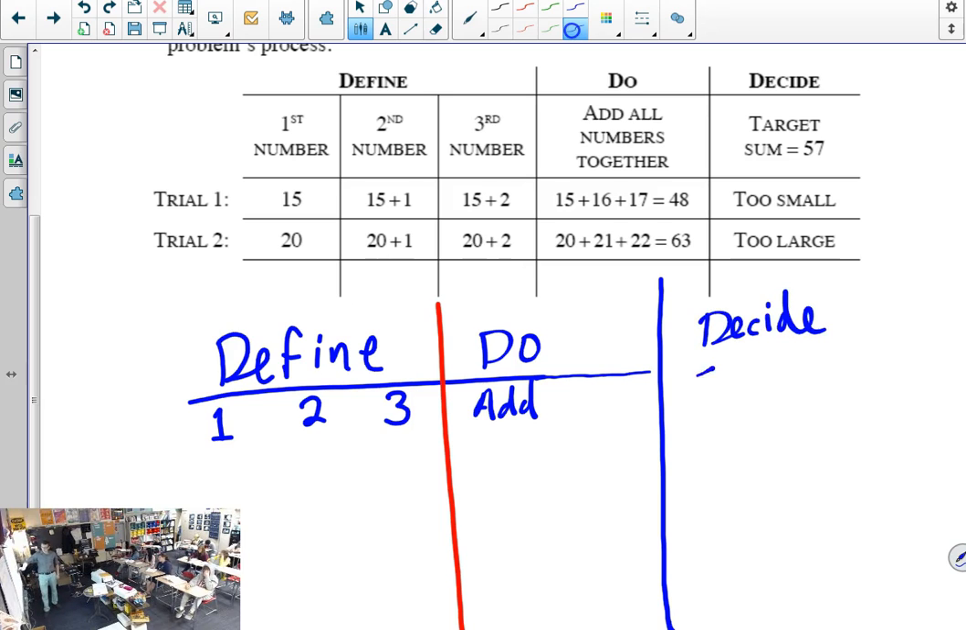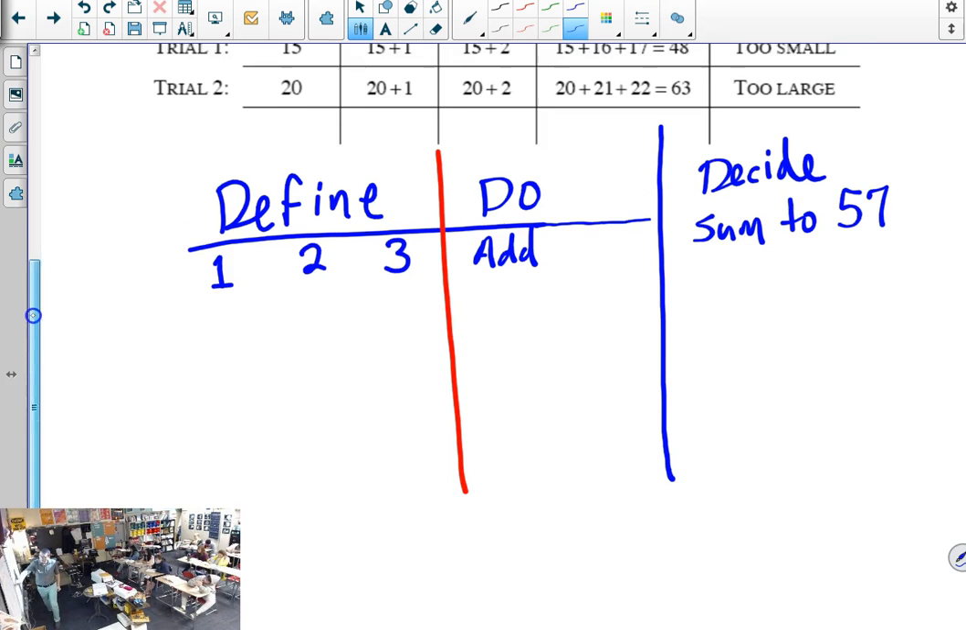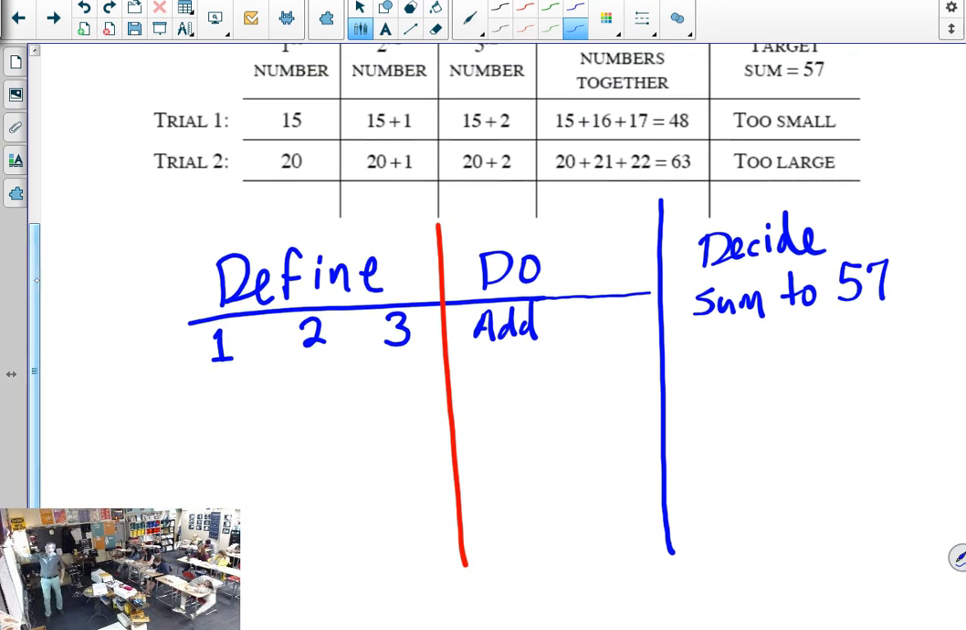And the decide that we want is that it will sum to 57. Now what we're working with here is called consecutive integers, and that just means one right after the next. So 5, 6, 7, 8, those are consecutive because one comes right after the next.